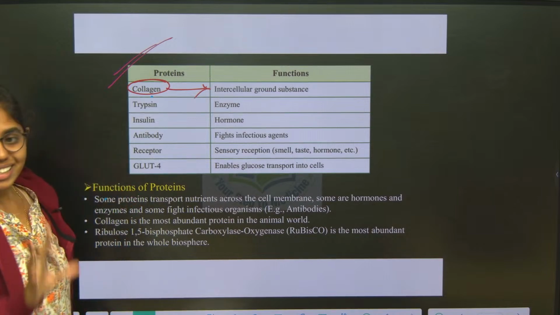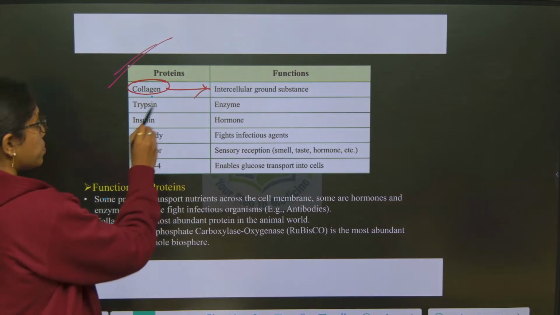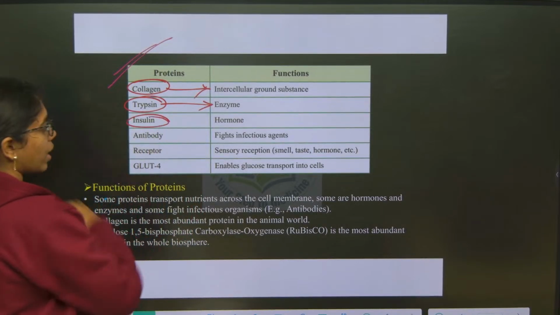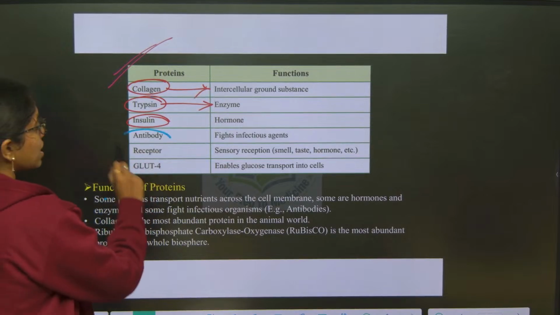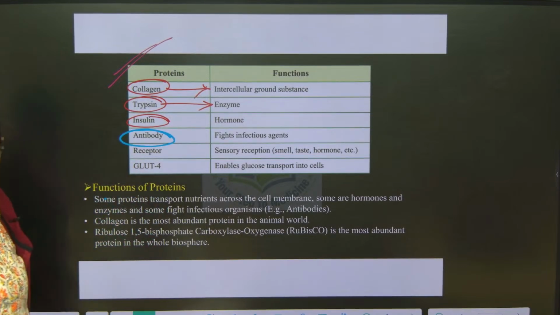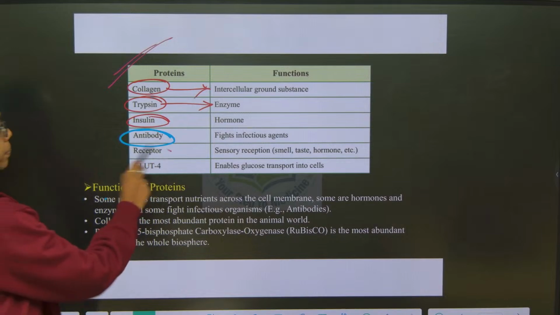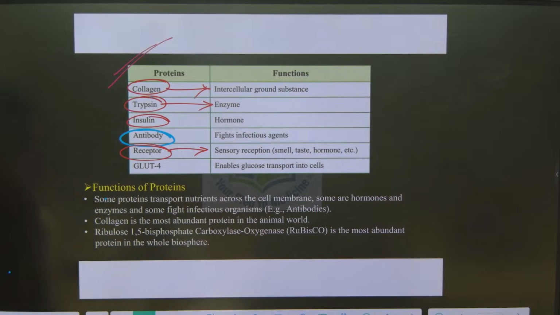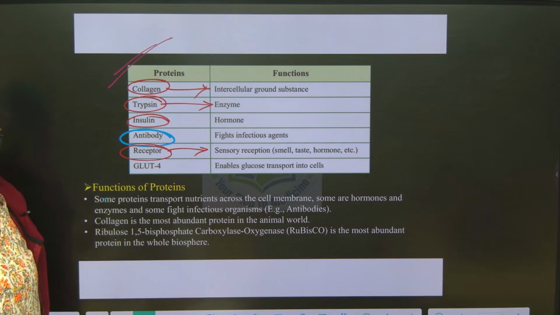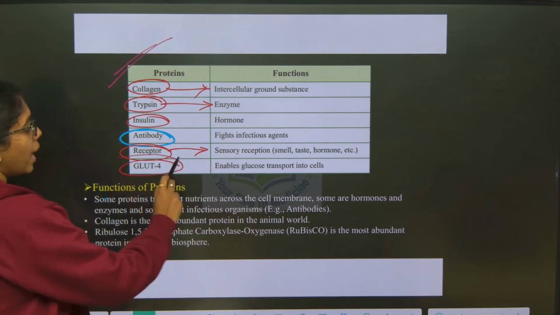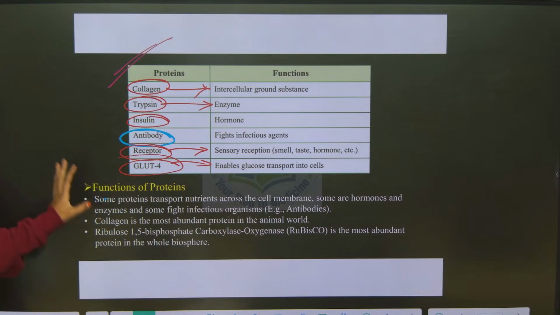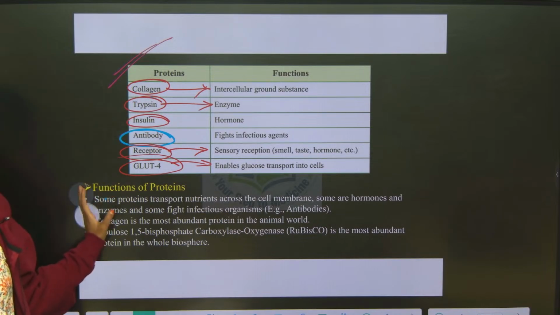All enzymes are proteins, we have learned. Trypsin is what? An enzyme. This is also a protein. Hormones are also proteins, for example insulin. Antibodies are also proteins which fight against infectious agents. And a receptor is also a protein that senses stimuli through smell, taste and hormones. Next, GLUT4 enables what? Glucose transport into the cell. This is a channel protein. As such, proteins have diverse functions in our body.